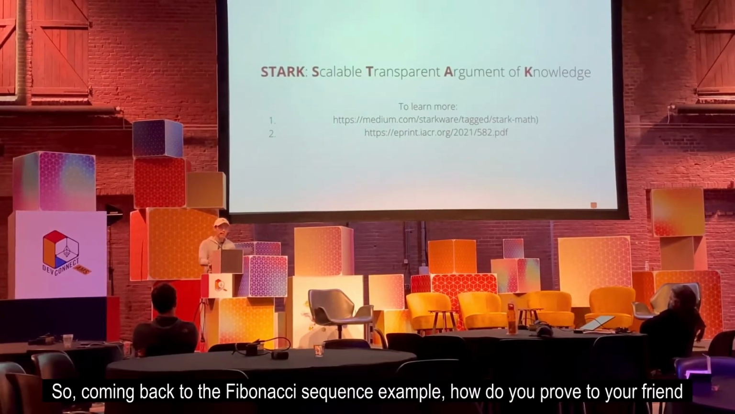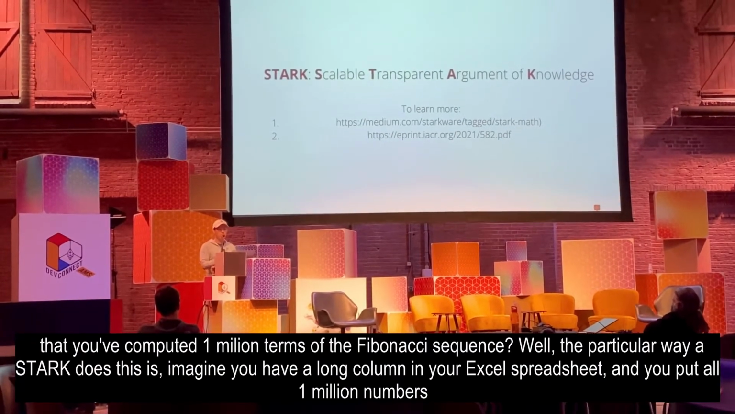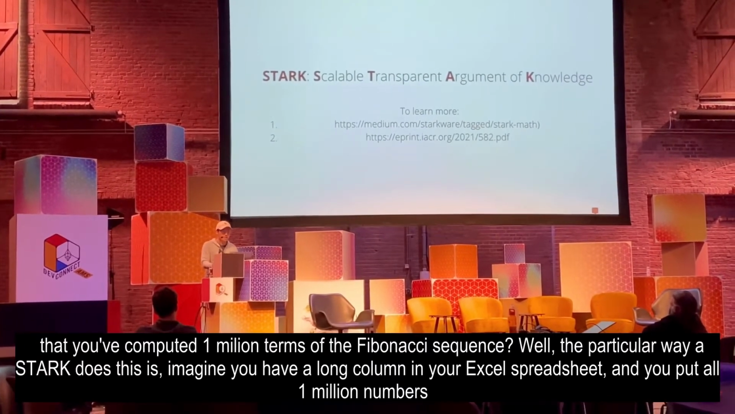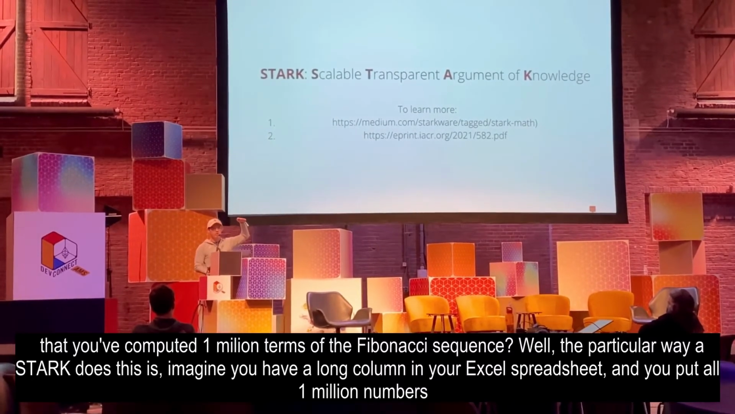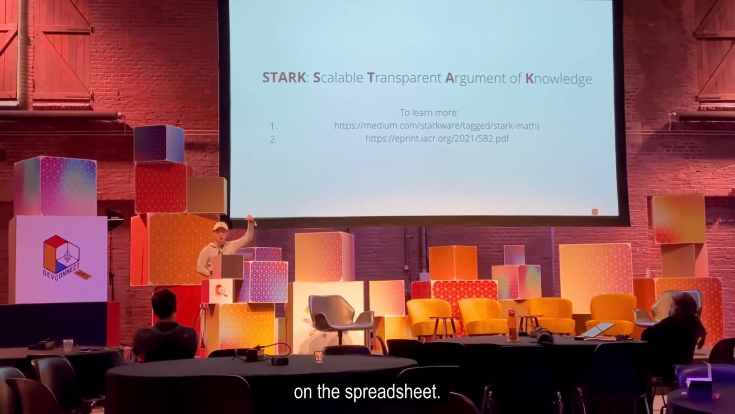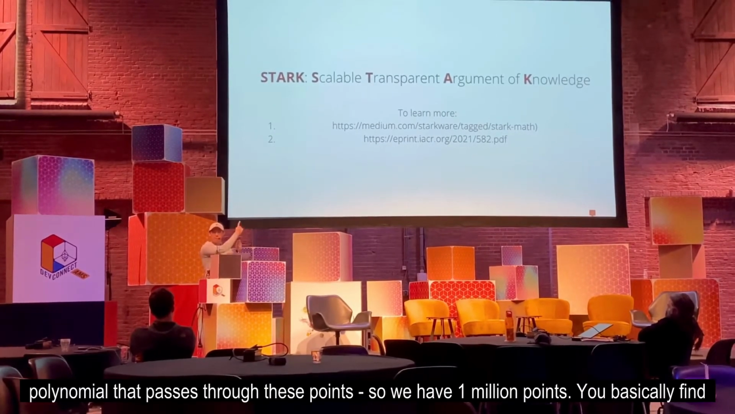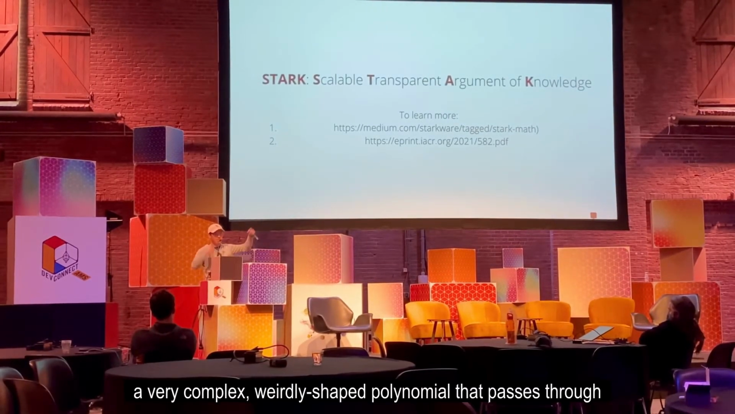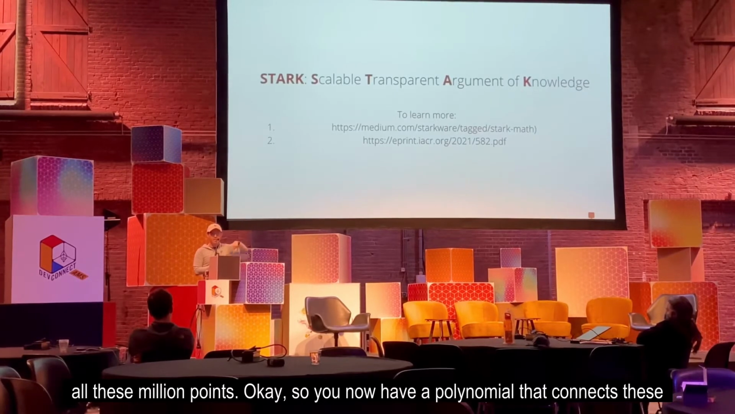So coming back to the Fibonacci sequence example, how do you prove to your friend that you've computed 1 million terms of the Fibonacci sequence? Well, the particular way Stark does this is, imagine you have a long column in your Excel spreadsheet and you put all these million numbers on a spreadsheet. What it does is it finds a polynomial that passes through these points. So you have 1 million points. You basically find a very complex, weirdly shaped polynomial that passes through all these million points. Okay, so you now have a polynomial that connects these dots.